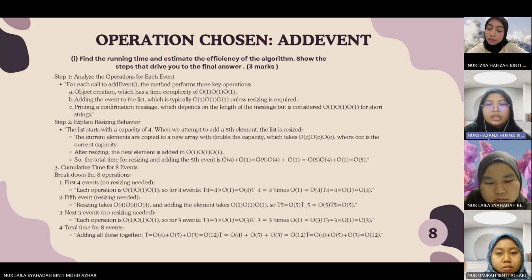And then for the efficiency of the algorithm, the amortized time complexity of adding an element is big O of 1, because the cost of resizing is distributed across all subsequent operations. So for a large number of additions, the algorithm remains efficient.